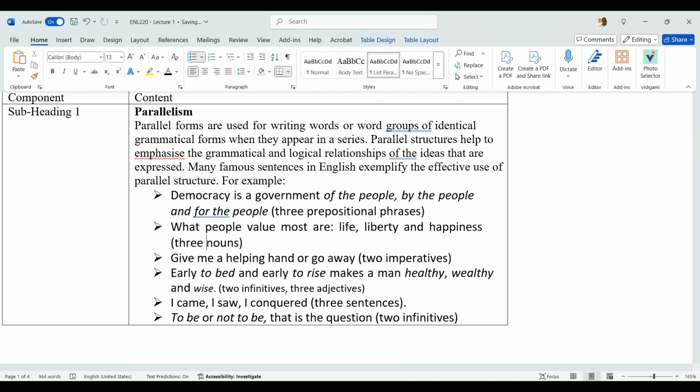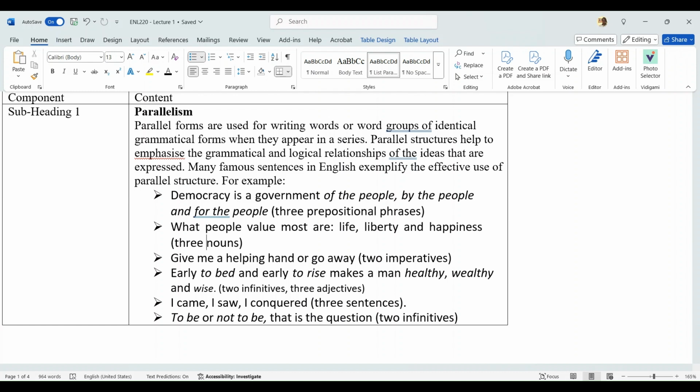Now, let's look at the next one. Give me a happy hand or go away. You actually have two imperatives there: give me a happy hand, which is a command, then go away, which is also a command. So these are also in parallel forms. Early to bed and early to rise makes a man healthy, wealthy, and wise. You have two sets of parallel structures there: to bed, to rise, and healthy, wealthy, and wise. So these are three adjectives, and then you have the two infinitives.